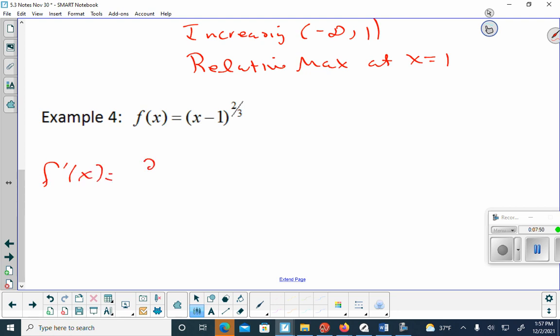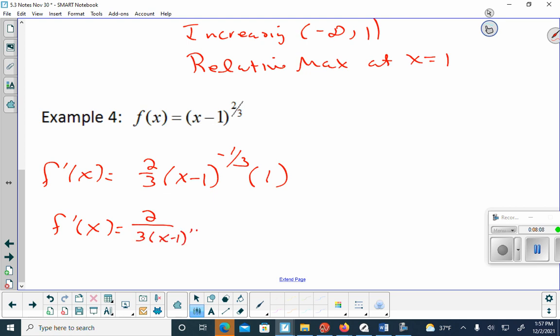So here I'm going to have 2/3 times x minus 1. Subtract 1 from the power, so this will be negative 1/3. Take the derivative of what's inside, which is 1. I like writing it so it's nice and pretty. So I like knowing that 2 is in my numerator and the 3x minus 1 to the 1/3 power is in the denominator. That just makes me feel better.